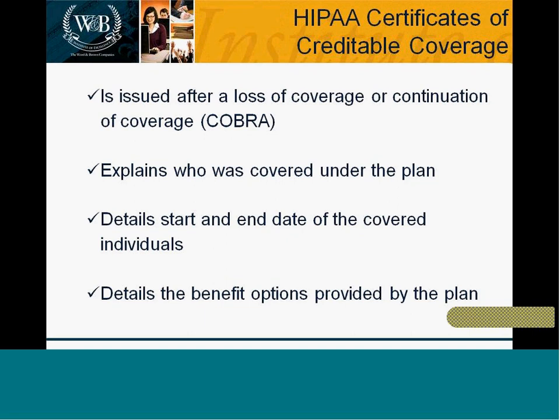It defines who was covered under that particular plan. It talks about the start and end dates of the coverage for those individuals and indicates benefit options provided by that plan, so the next insurance company can understand that they have been covered for a particular item and it's their ability to apply pre-existing condition exclusions based on that.